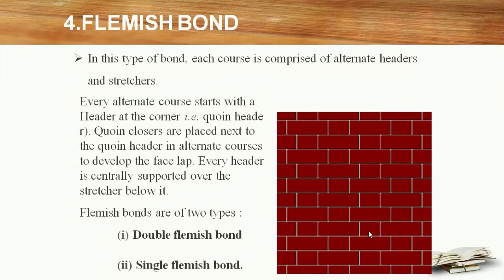So next is the Flemish bond. Basically in this, each course comprises alternate headers and stretchers. As you can see in the figure, alternate courses start with the stretcher and header. To break the vertical joints, queen closers are used if the course starts with the header. Every header is centrally supported on the stretcher below it. Basically Flemish bond is classified into two types, double Flemish bond and single Flemish bond.